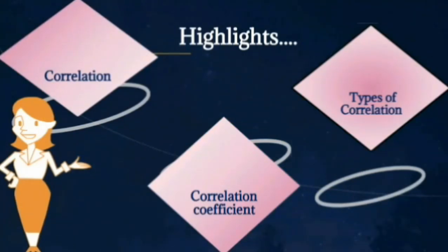So friends, it's time to relax. We are going to conclude our class by highlighting today's topics. Today we discussed what correlation is, what the correlation coefficient is, and what the types or classifications of correlation are. These types or classifications of correlation will be discussed in our upcoming lectures. Hope you have all understood.